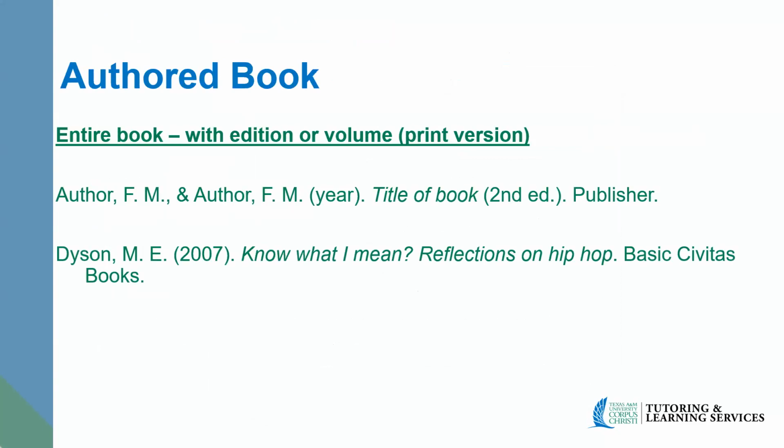So here's how you would format an authored book. This would be if you're referencing an entire book, and you would put the edition and volume number or the print version. So again, you'd plug in the author's last name and their first and middle initial. If there's more than one author, you would put the ampersand symbol. If there's two authors, in parentheses, you'd put the year of publication. You would italicize the title of the book. You would put in parentheses the edition of the book, and then the publisher following that. And you can see an example below that where they formatted this book by Dyson.